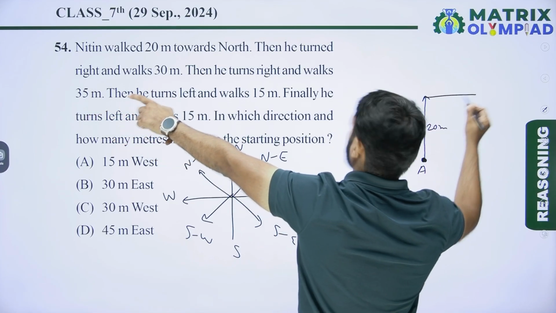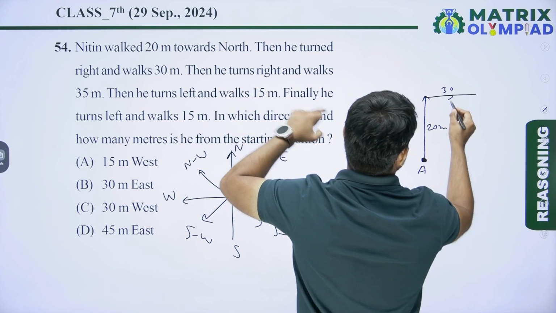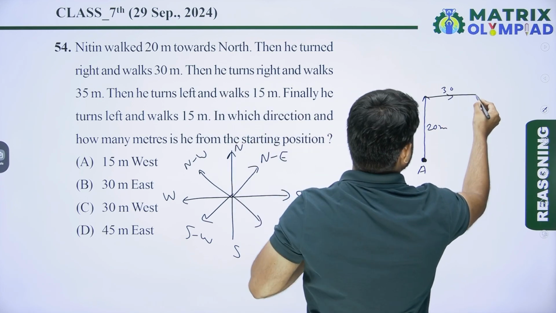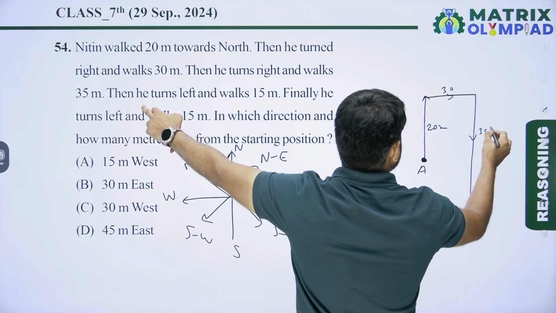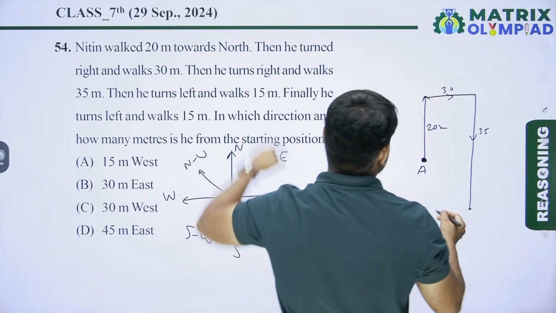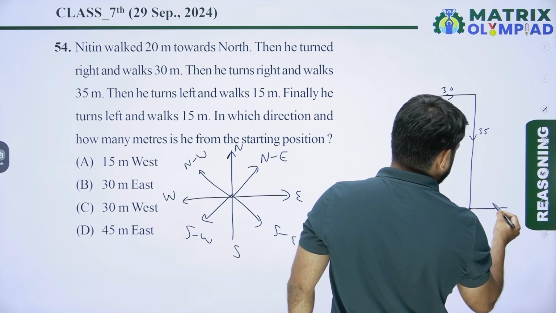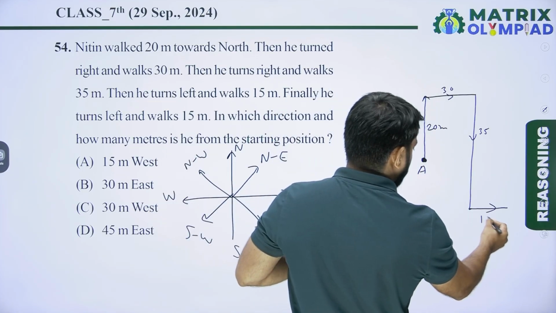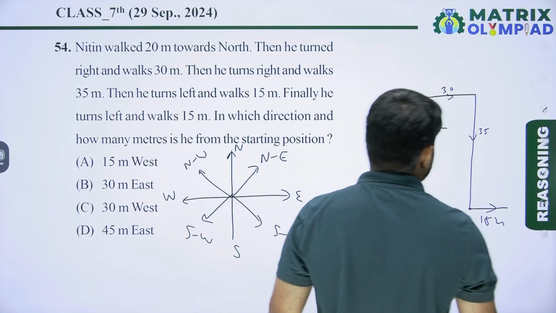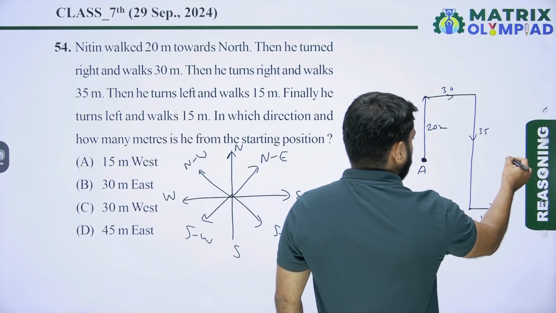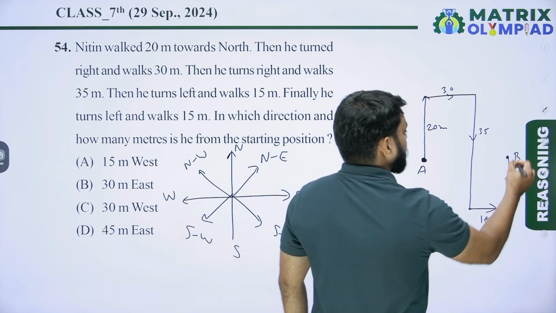Then he turned right and walked 30 meters. Then he turns right and walks 35 meters. Then he turns left and walks 15 meters. This is the left of Nitin. Finally, he turns left and walks again 15 meters. So this is the end point of Nitin.